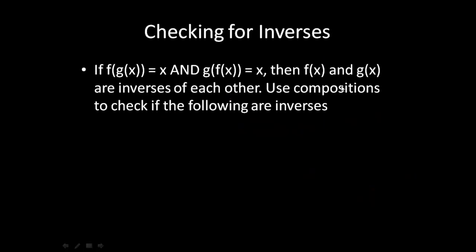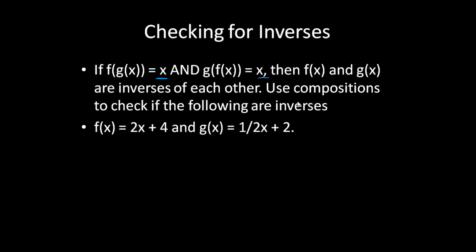Next thing we're going to look at is how can you check for inverses? Well, one neat thing about inverses is that if you take the compositions, so if I do f of g of x and g of f of x, and they both equal x, then they are inverses of each other. So here's an example. I have f of x is equal to 2x plus 4, and g of x is equal to 1/2 x plus 2. It wants us to use compositions to check if they're inverses.